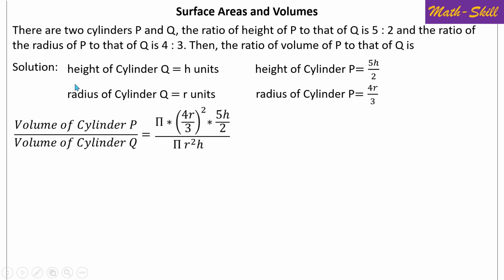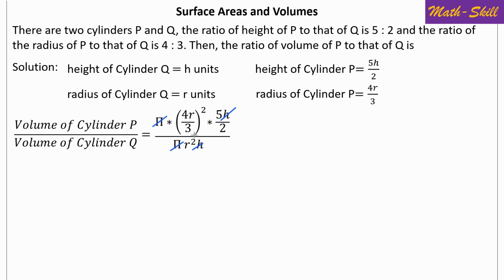Therefore, for cylinder P, radius is 4r by 3 and height is 5h by 2. Therefore, pi into r square is 4r by 3 whole square multiplied by height 5h by 2. Whereas for cylinder Q, radius and height are r and h, that is pi r square h. Now we see that in numerator as well as in denominator there is pi and also h. Let's cancel both.